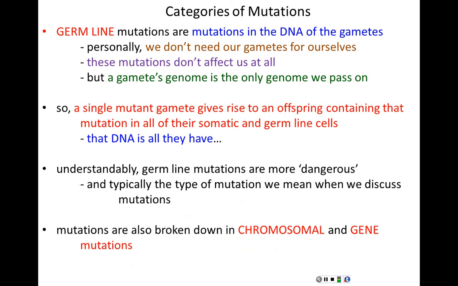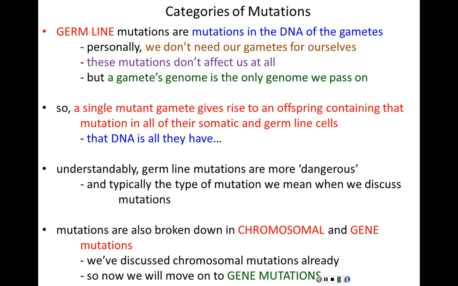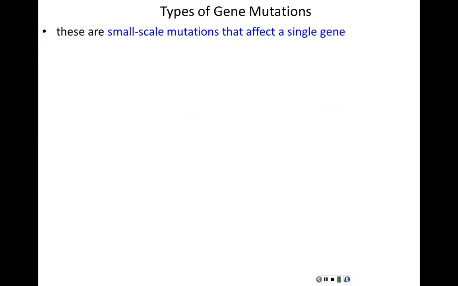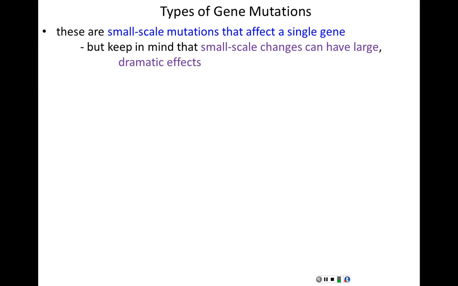Mutations are also broken down into chromosomal mutations and gene mutations. The chromosomal mutations we've already discussed. Again, those are your inversions, translocations, deletions, etc. So today we talk about gene mutations. Gene mutations are small-scale mutations that affect a single gene, usually a single or small number of nucleotides of that gene.